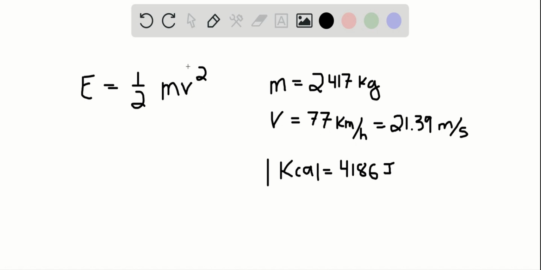However, this equation uses velocity in units meters per second, so we have to convert 77 kilometers per hour to meters per second. You do that by simply multiplying by 1,000 to get meters and dividing by 3,600 to get seconds. So that's 21.39 meters per second. And then it tells us the conversion, 1 kilocalorie equals 4,000.